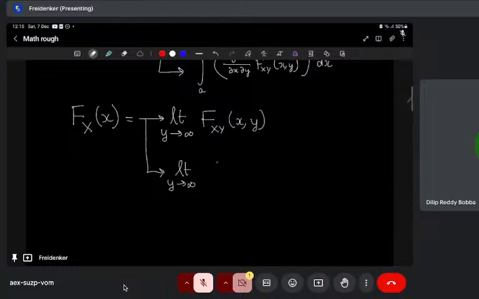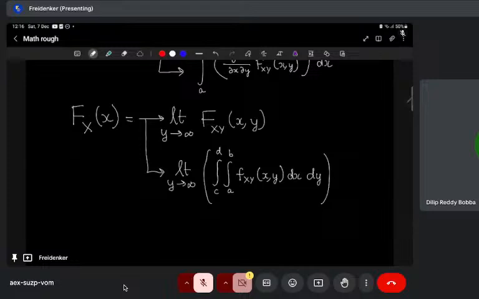You'll have to integrate your PDF twice. First with respect to dx and then dy. X is ranging from a to b, y is ranging from c to d. This is nothing but your CDF. So if the CDF is given directly, you can do this. If the CDF is not given, then find the CDF and then put the limits.